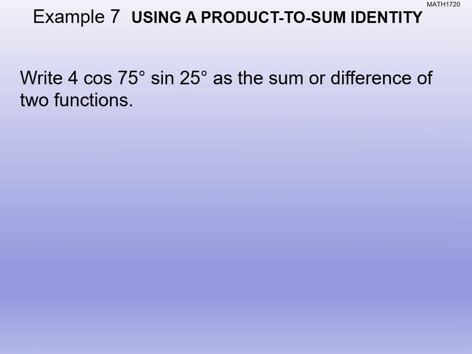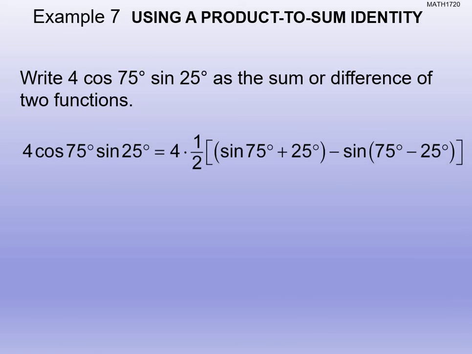So let's do an example here. All right, so we write 4 cosine of 75 sine of 25 as a sum or a difference of 2 functions. All right, so we're just going to go ahead and rewrite that. Keep that 4 out in front. It's just a scalar, it's just a multiplier.